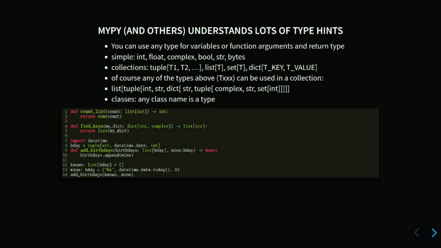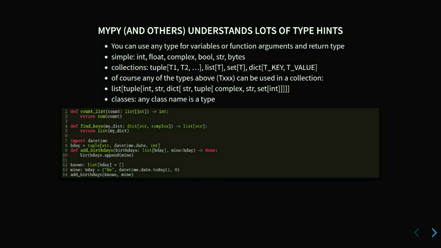Okay, so I just did a reasonably complex one with that list, which has a tuple, and so on. And the other one, of course, is classes. Classes are types as well, so we can use a class from the standard library, we can use our own, and we can type hint that we expect an object of this particular class.